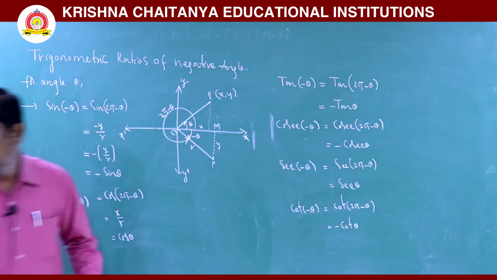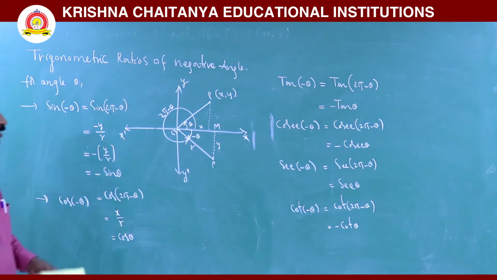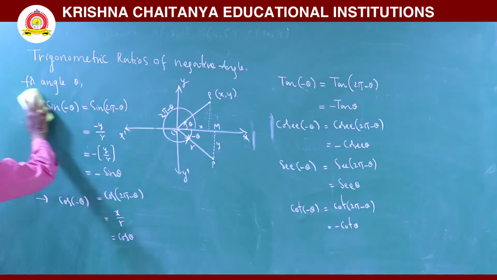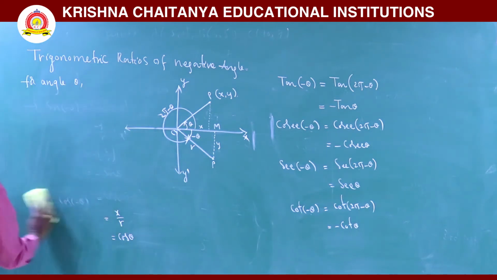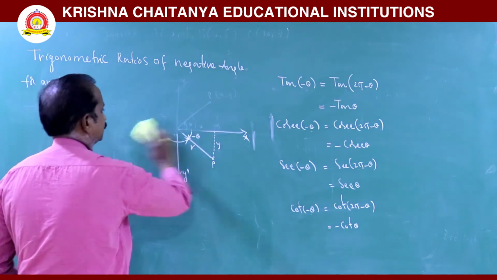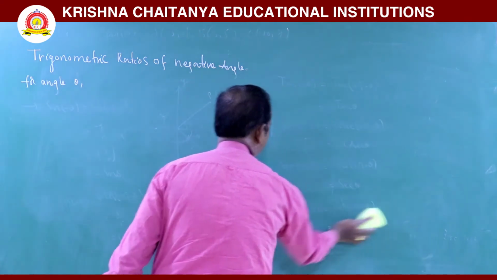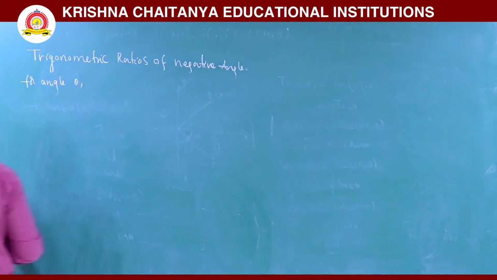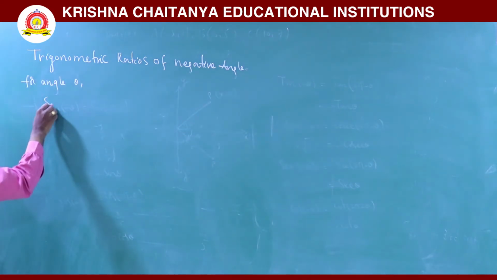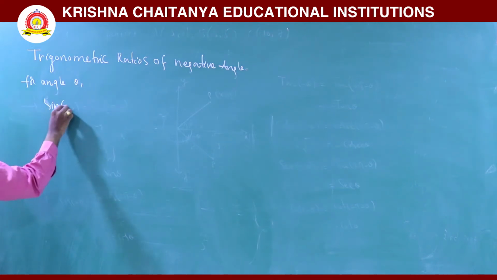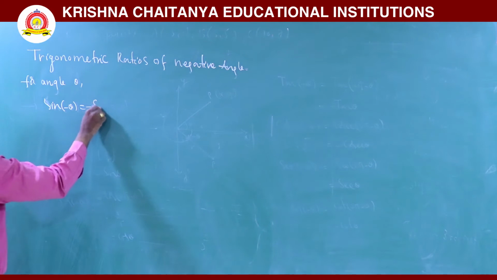So therefore for the trigonometric ratios of a negative angle, sin minus theta is equal to minus sin theta. Cos minus theta is equal to cos theta.